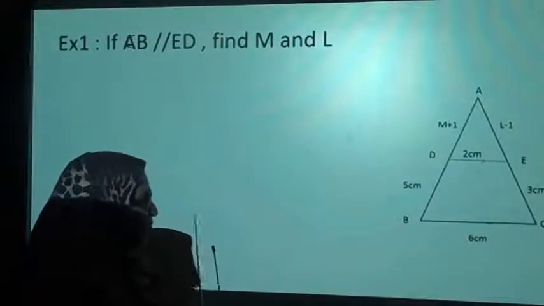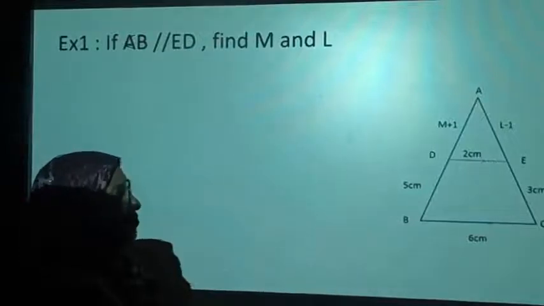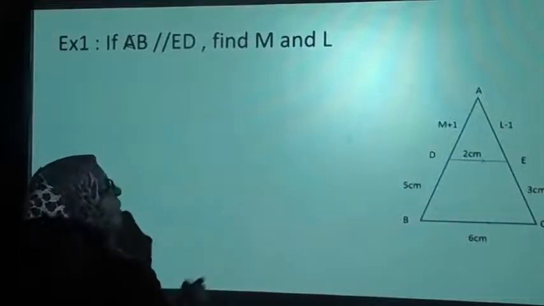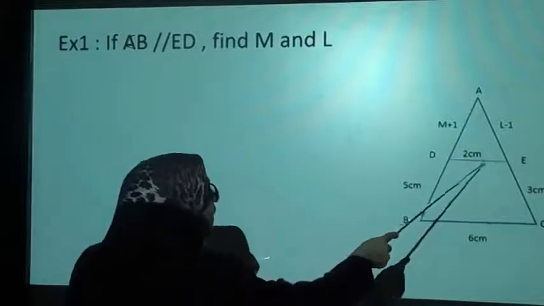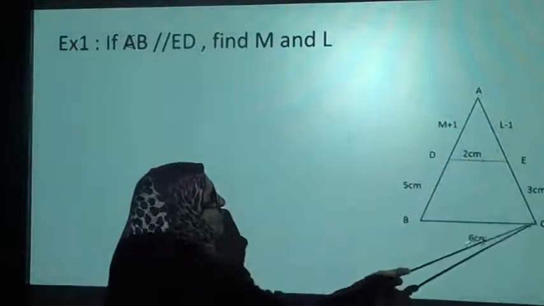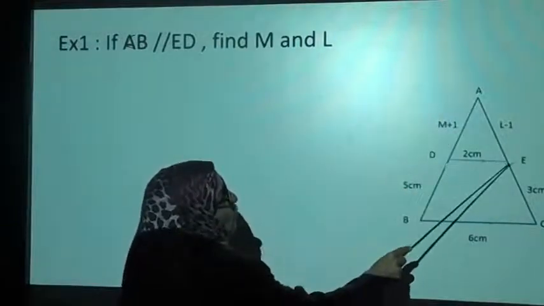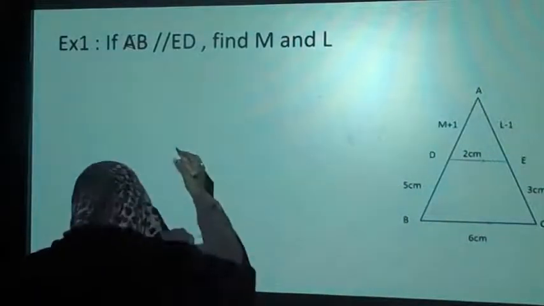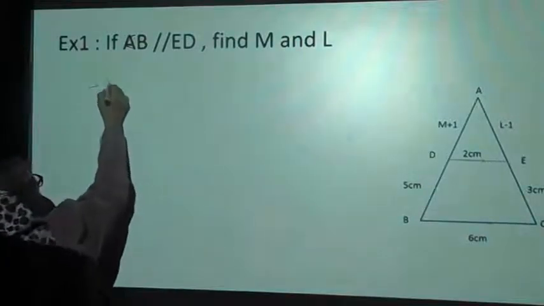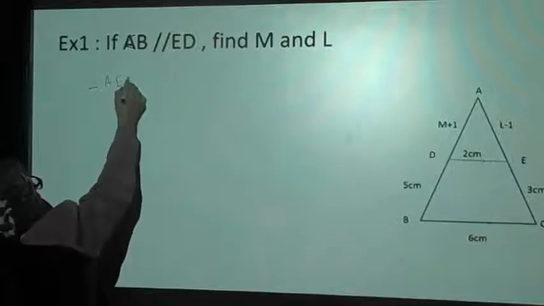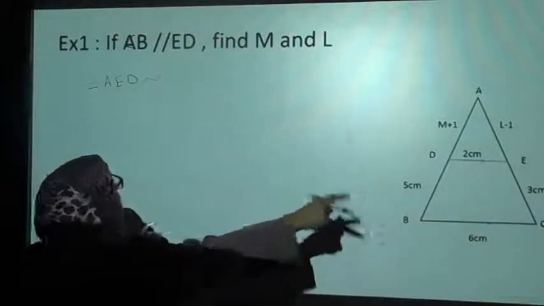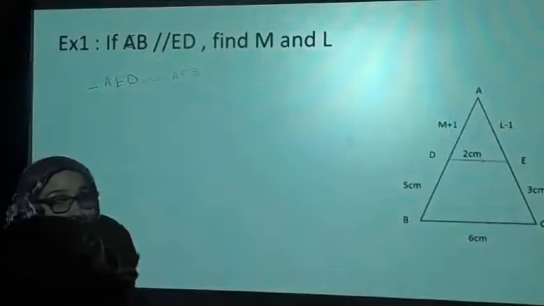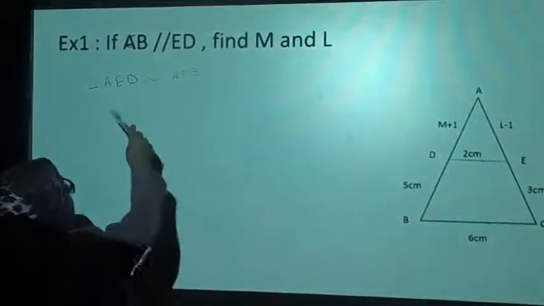Now let's try to prove that these two triangles are similar, and therefore we can find the values of L and M. Now we have two parallel lines, therefore the first triangle, which is ABC, is similar to the second triangle AED, as we said before. So triangle AED is similar to triangle ACB. Now these two triangles are similar.